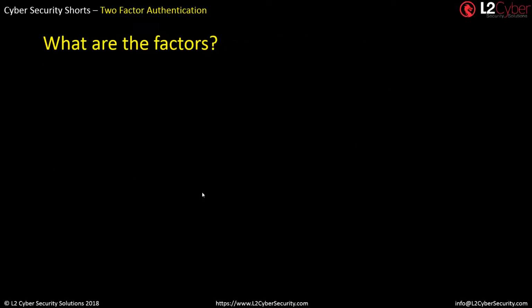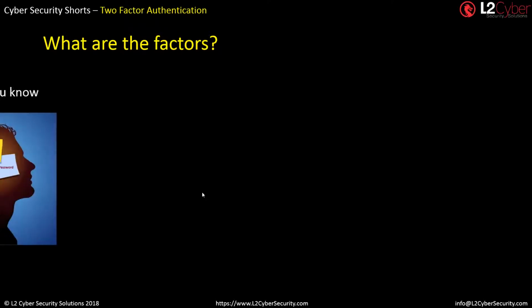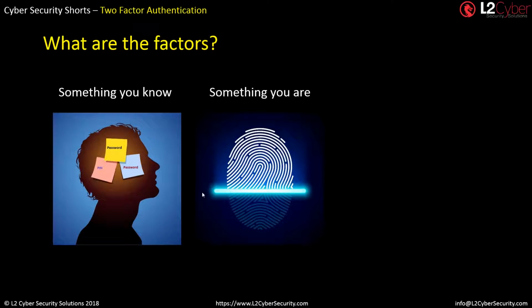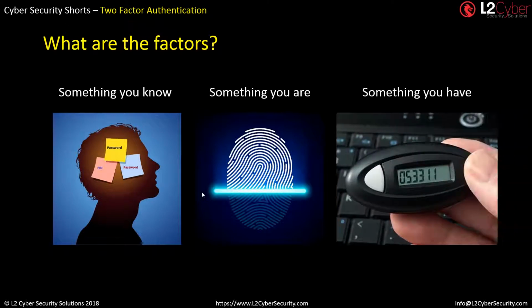So what am I talking about with factors? What are the factors that we're talking about? Well, there are three factors in online authentication. The first is something you know, which is your password or PIN. So these are things you have to remember. Something you are would be your fingerprint or a retina scan. The third one then is something you have. So it could be a smart card or your phone, or it could be one of these types of tokens that generates a random 6-digit code.